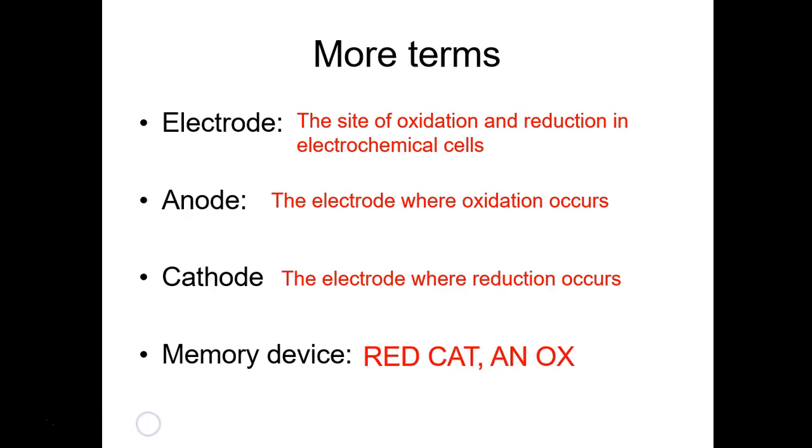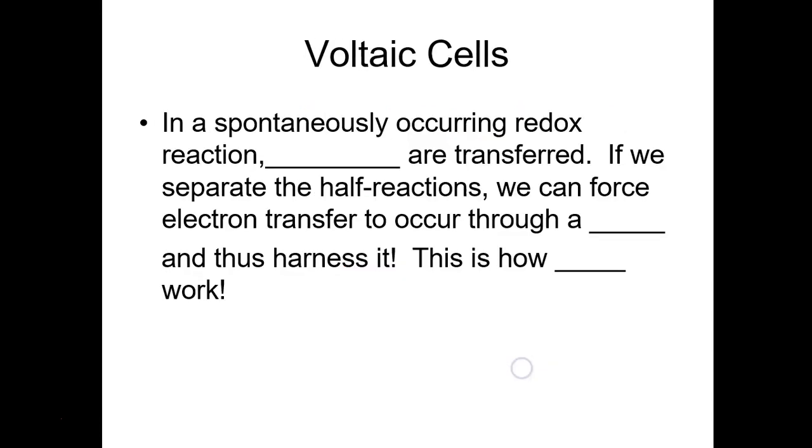And you can remember that by saying red cat, an ox. Reduction occurs at the cathode, and oxidation occurs at the anode. Red cat, an ox. And it's important to note that even though the voltaic and electrolytic cells are opposites of each other, this truth will always hold true. Reduction always occurs at the cathode, and oxidation always occurs at the anode.